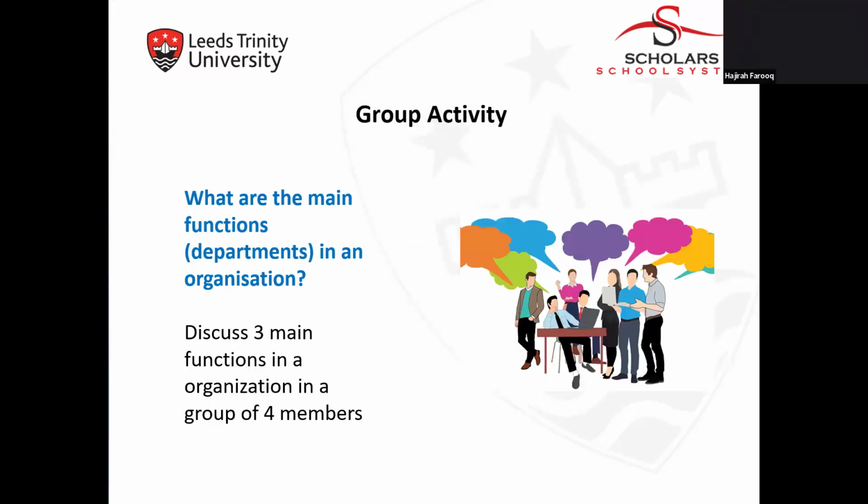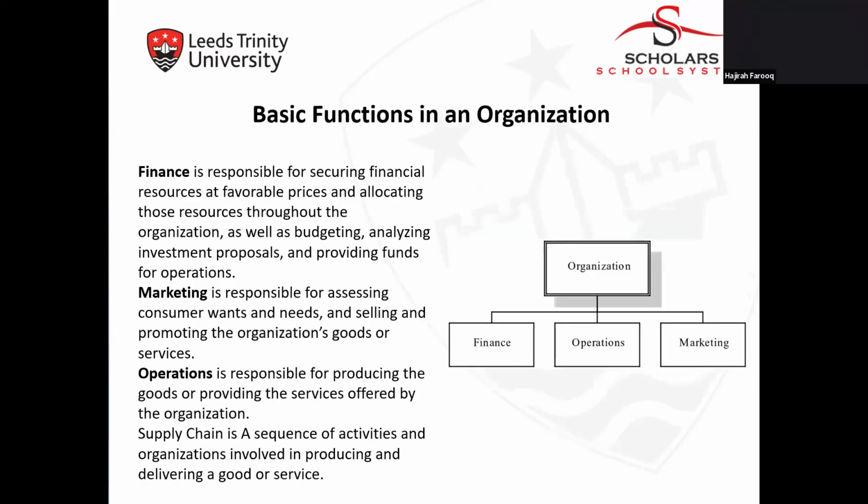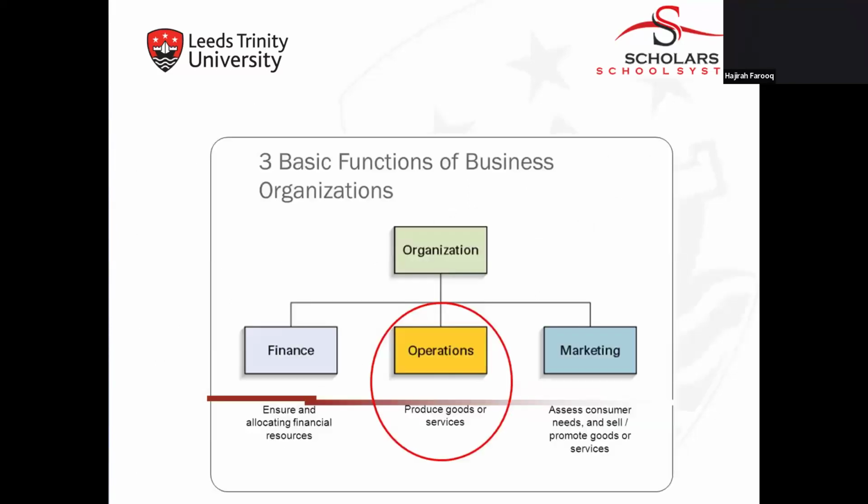After that, we had a group activity where we discussed about the main functions or departments in an organization, and then we further discussed about the same topic. We discussed that the main functions of an organization are three, which include the finance department, the operations department, and the marketing department. So here you can see a diagram where we're discussing the same thing.